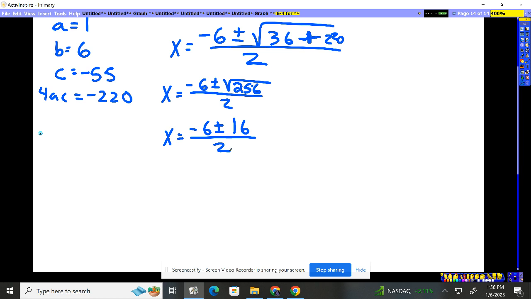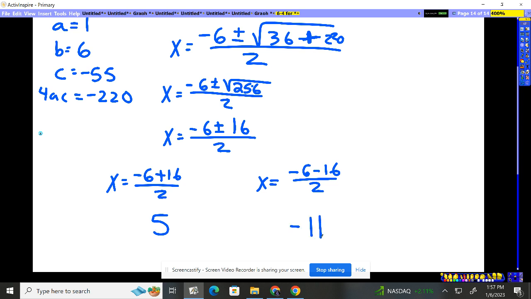So I need to break it into its plus and its minus. So x is equal to negative 6 plus 16 over 2, or x is negative 6 minus 16 over 2. Well, what does this give us? Negative 6 plus 16 is 10. 10 divided by 2 is what? 5. There's one of our x values. Negative 6 minus 16 is negative 22, divided by 2, negative 11. Those are our two solutions.